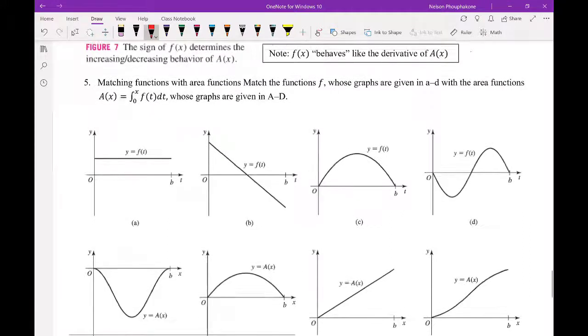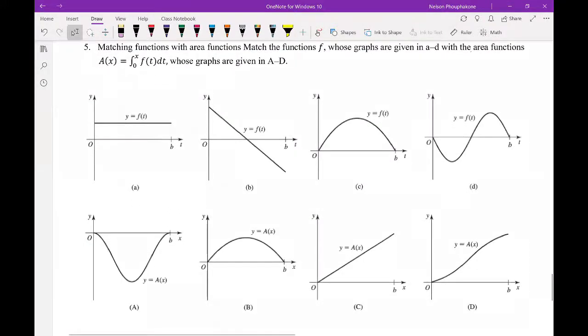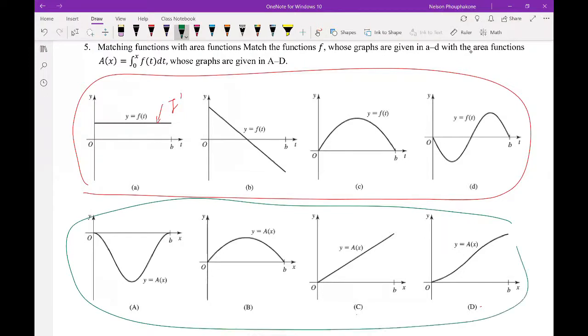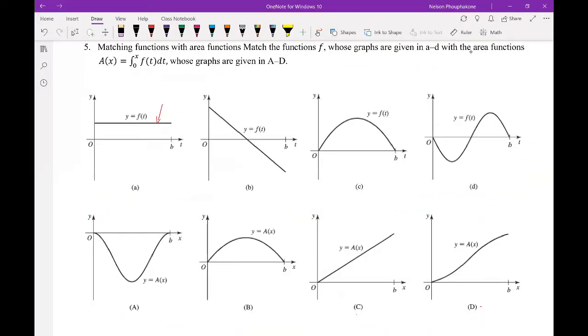Now what I would like you to do is match the A, B, C, D to capital A, capital B, capital C, and capital D. Same thing, you could consider that this one right here is your derivative, and the function here is kind of like your f function. Now go ahead and try this problem.